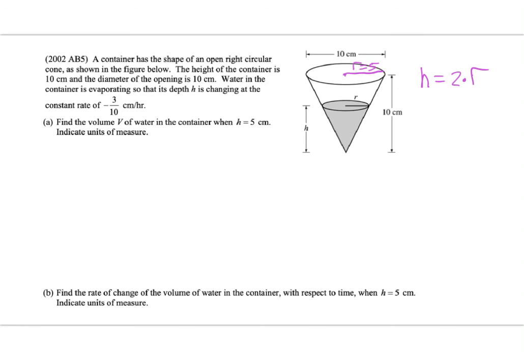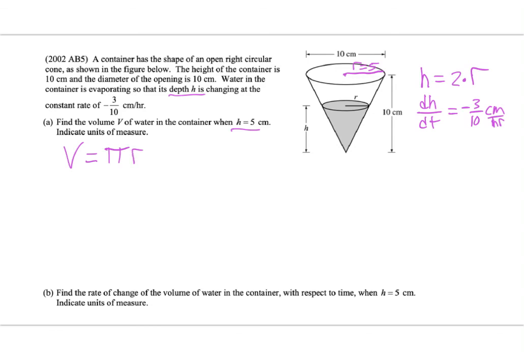All right, so the depth is changing at a constant rate. So now we know dh/dt is equal to negative 3/10 centimeters per hour. Cool. So find the volume of water in the container when h equals 5. That sounds a little bit too easy for us. That doesn't sound like calculus.